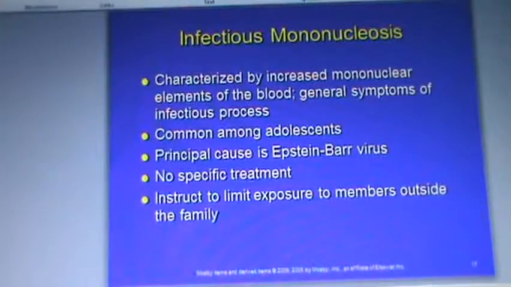So if your child is a teenager and they're in a relationship of kissing and hugging, you want to find out all the people they kissed because they could be very much infected with this mononucleosis.